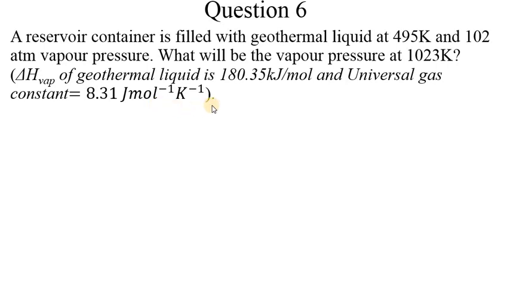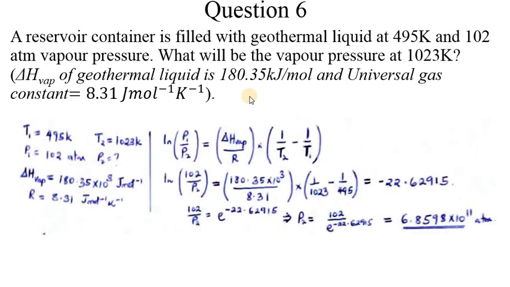This is easy because we're simply going to use a formula which is in theory, and that formula is here. Our interest is to look from the question at what part of this formula is given. P1 is 102 atmospheres, so that is what we have here. P2 is what we are looking for. This is natural log. This delta H vaporization is given here. Don't forget there is a kilojoule here, so we are going to multiply it by 10 raised to power 3. R is here, 8.31.